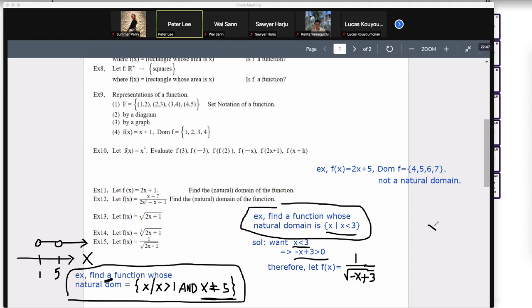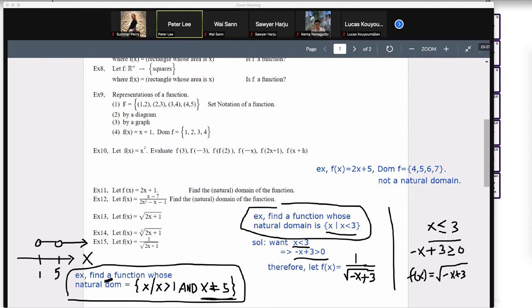Now, what happens if the natural domain is x less than or equal to 3 instead of x less than 3? If you have the equal sign here, then how would the solution change? In that case, minus x plus 3 will be bigger than or equal to 0. How should you write the function? In that case, the function f of x will be, and then we just put this in the numerator, minus x plus 3, and that will do.